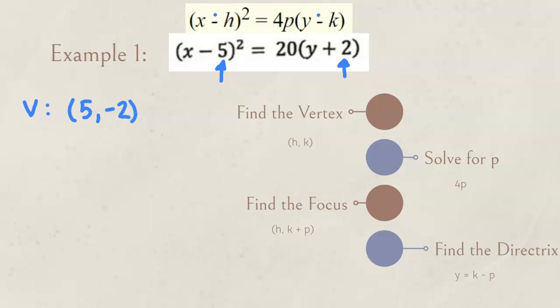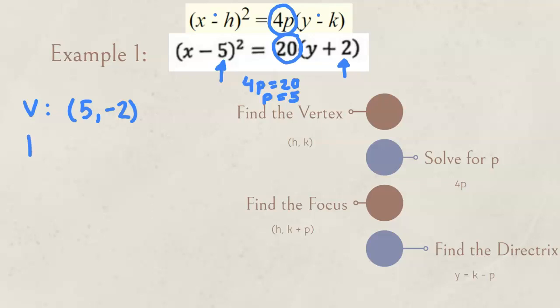The next thing we're going to do is figure out what p is. Since 4p is the number in front of the parentheses here, we're going to do a tiny bit of algebra and say 4p is equal to 20. We'll divide both sides by 4, and so for us, p is equal to 5.